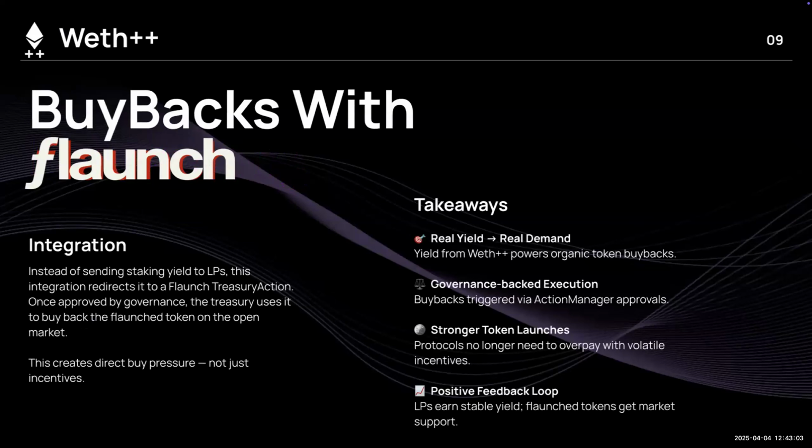And one last thing was I decided, what more clever things can I do with this yield? And I built an integration into Flaunch. So instead of just reserving all the yield for LPs, it redirects it to a treasury action that, once they approve it, will essentially send all that yield to buy back the Flaunch token on the open market. So now you build real buy pressure instead of just inflationary rewards. And this means that LPs are generating demand for the governance tokens that you're using to incentivize them. It's like a self-reinforcing flywheel, perpetual motion and whatnot.